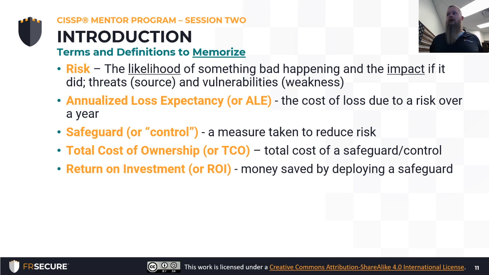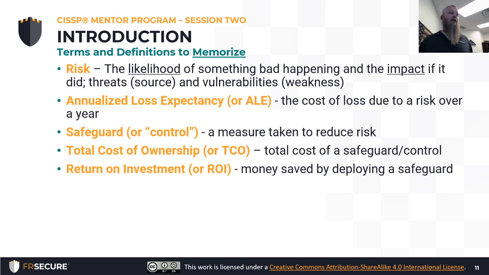We don't put controls in place just for the sake of putting controls in place. We put controls in place to combat threats. A lot of times you'll see people buying things for their information security program when they don't have a risk there, so that'd be a waste of money.